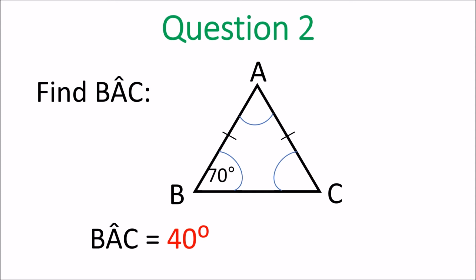Question 2. Angle BAC is 40 degrees. How do you get it? First of all, you can figure out angle at C because it's an isosceles triangle. So that's 70. I'm putting it in for you. Once you know that's 70, because it's an isosceles triangle, the two base angles are equal, then what you do next?